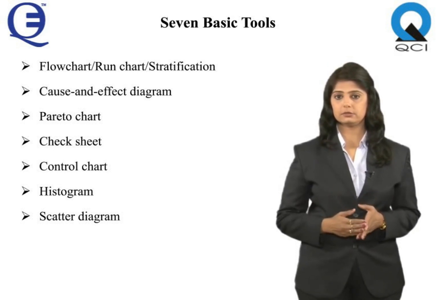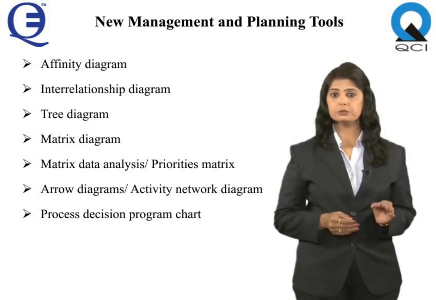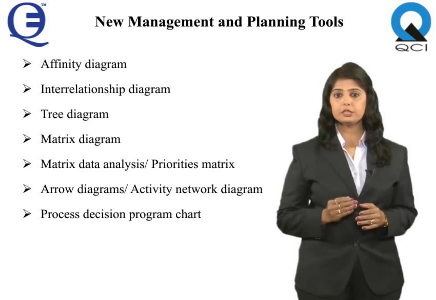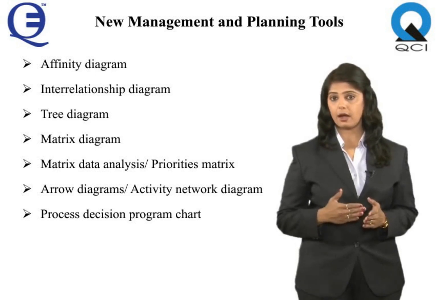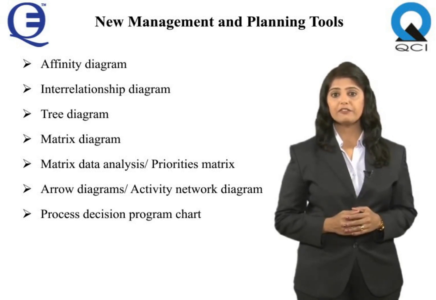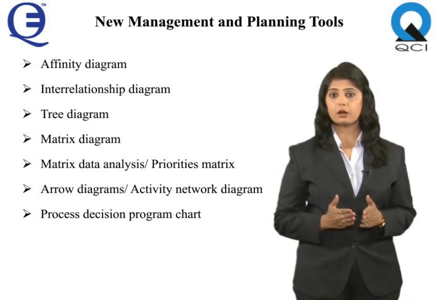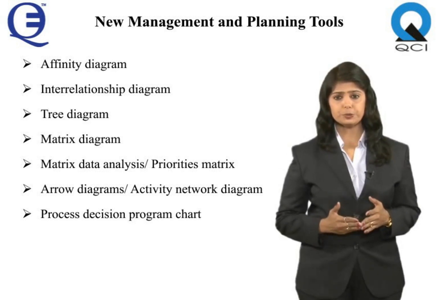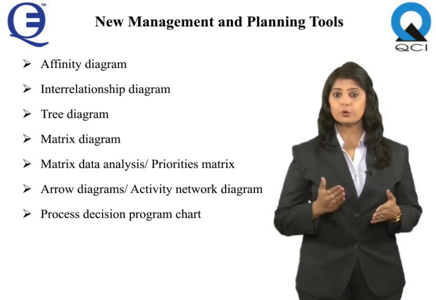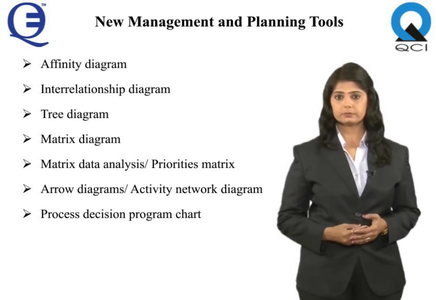Second, new management and planning tools. The 7 MP tools listed in an order that moves from abstract analysis to detailed planning are: 1. Affinity diagram. It is a tool that gathers large amounts of language data, ideas, opinions, issues and organizes them into groupings based on their natural relationships.